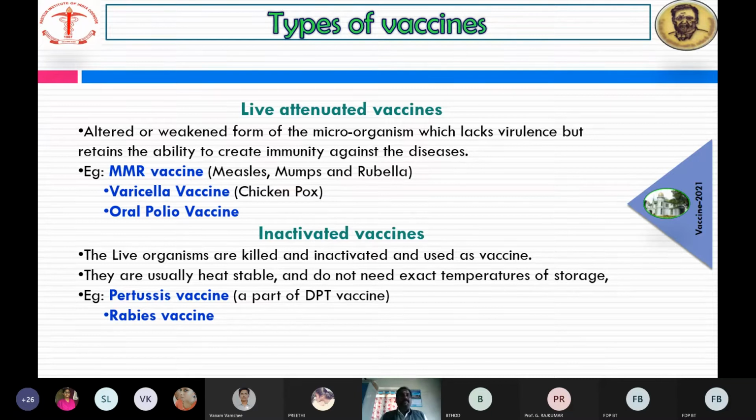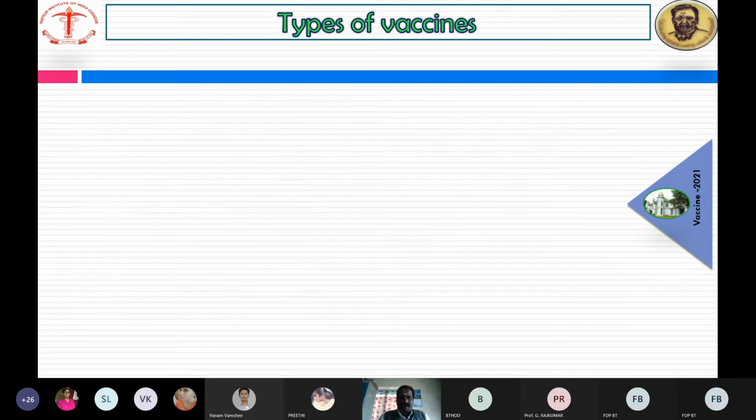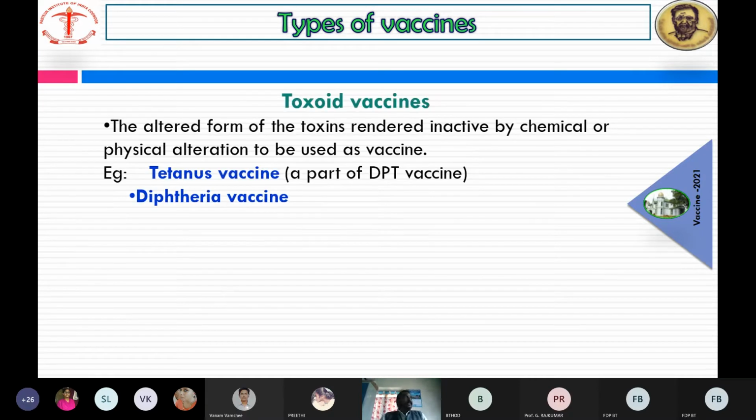For example, pertussis vaccine. It is a whole-cell pertussis vaccine, or the acellular pertussis vaccine is a part of the DPT group of vaccine, and another is the rabies vaccine, and sometimes the COVID vaccine. These are the inactivated type of vaccine. And the next is a toxoid-based vaccine. So toxin is secreted from the bacteria, either diphtheria toxin or tetanus toxin.